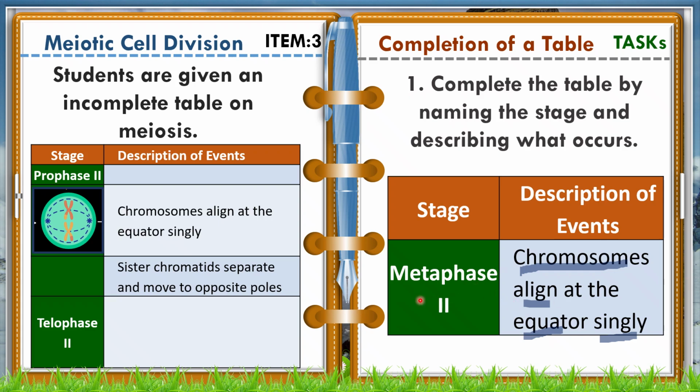That stage is metaphase 2. So in metaphase 2, that is when the chromosomes align at the equator singly, like the way we are seeing it here. Each chromosome is aligning itself at the equator alone, not in pairs. When that happens, we know that that stage is metaphase 2.